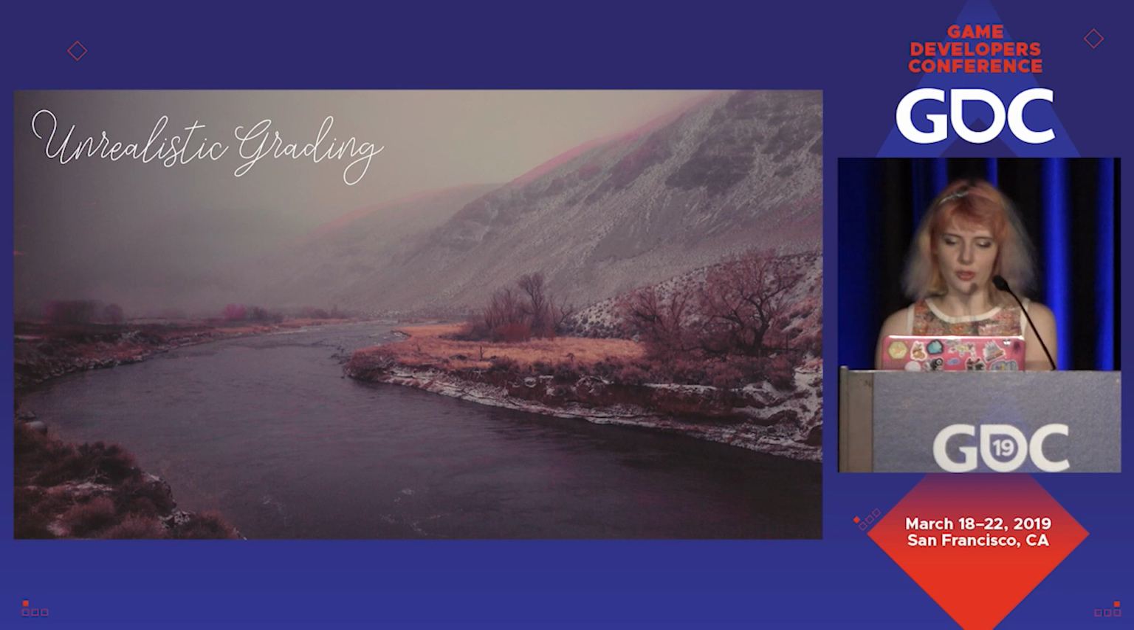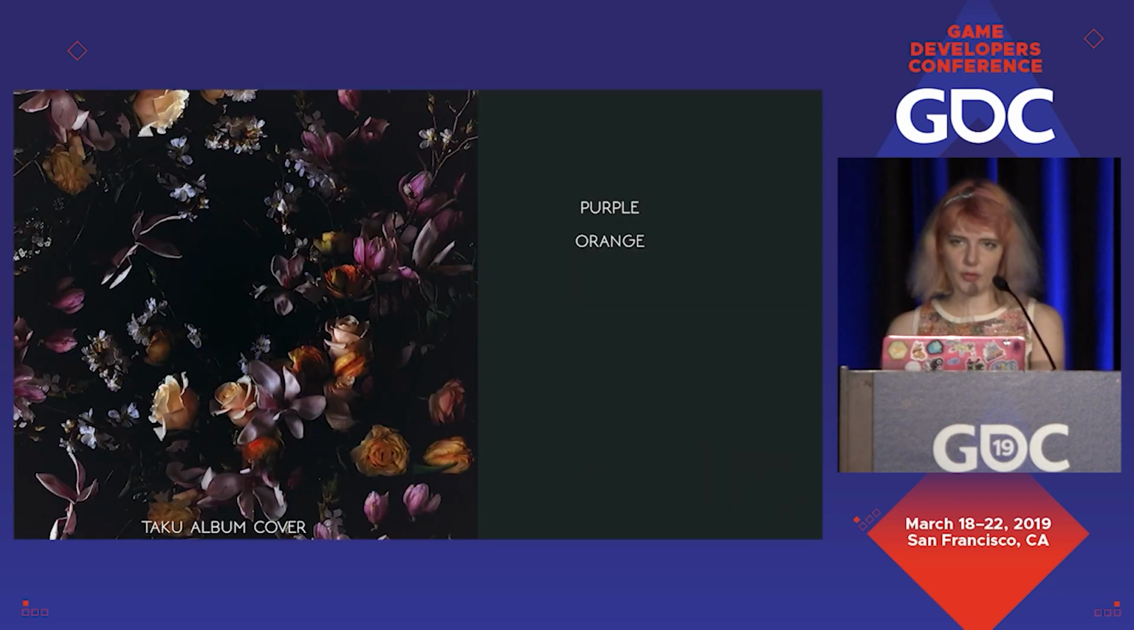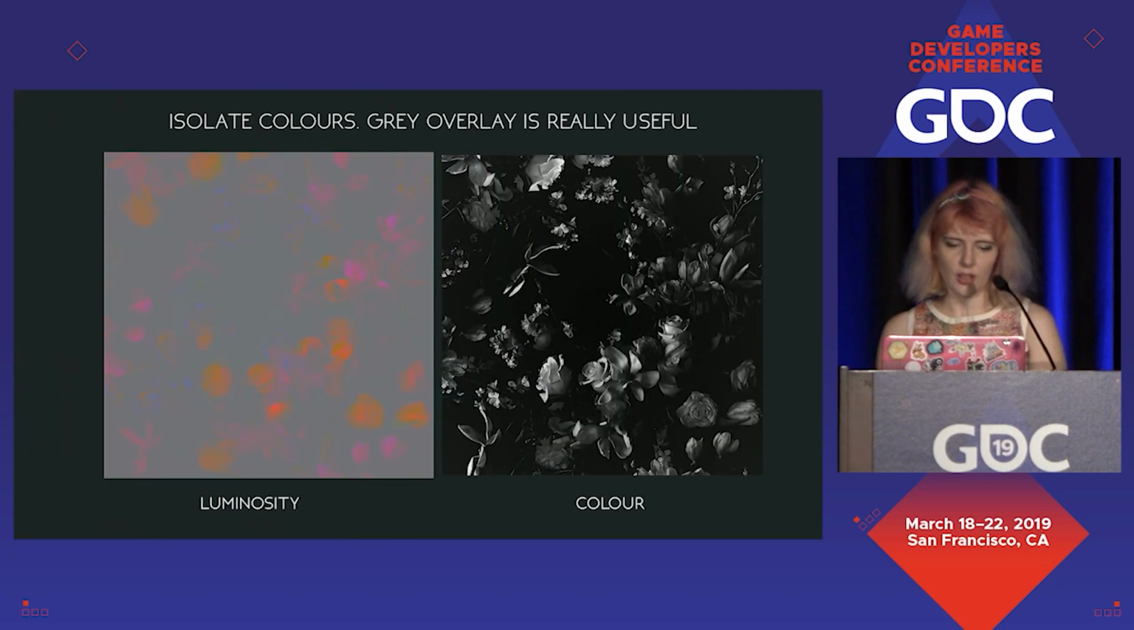What if you want to just pick out something out of the blue? What if you have a very limited data set to be inspired from and you're trying to work out how the colors work? If you are using a reference image and you don't know what colors exist, you can pick it out and isolate the colors using a grayscale overlay.